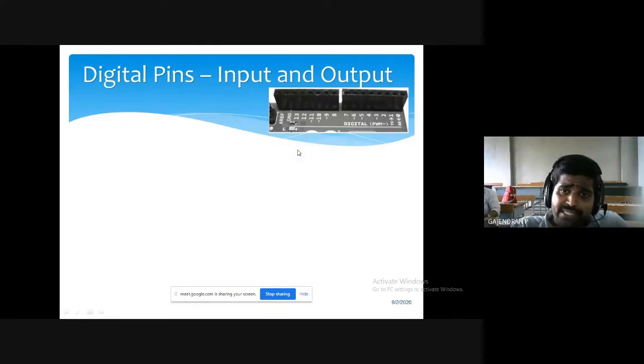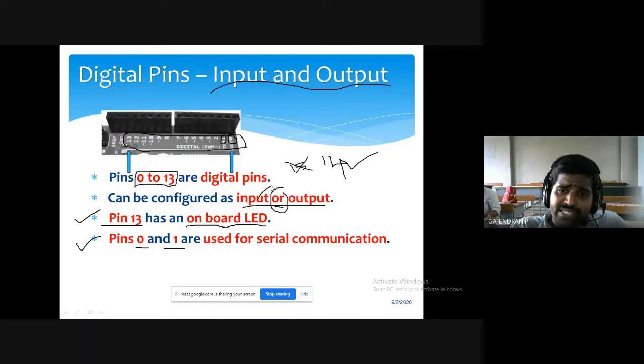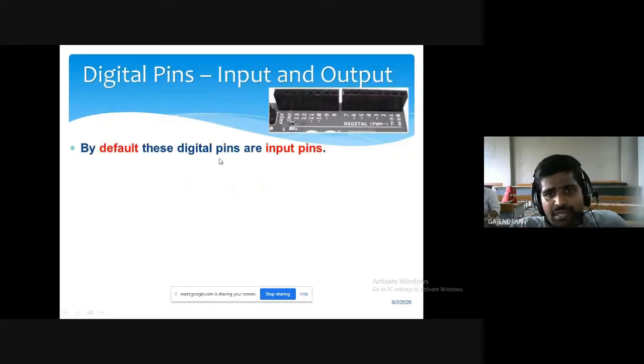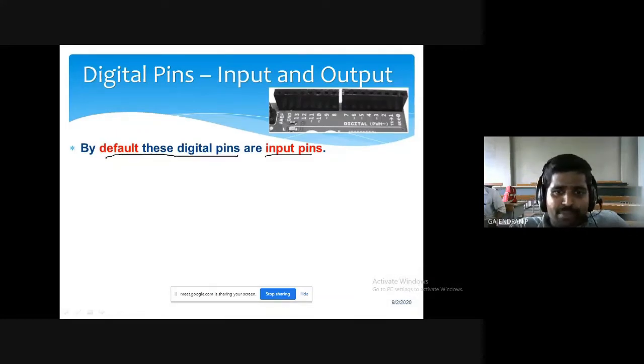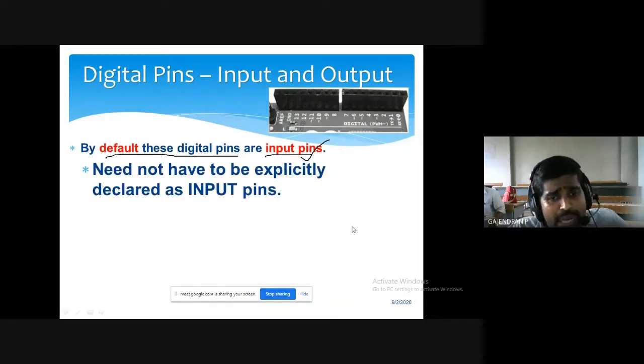as we discussed in the previous slide, all the pins can be configured as an input or output. By default, these pins are configured as input pins. Please make note of it. These digital pins are by default configured as input pins. So the programmer need not explicitly declare the pin as an input. They can use the pin as the input. Whenever they are using the pin as output, then only they need to configure the pin as the output.